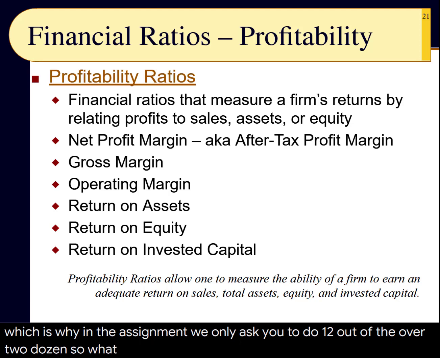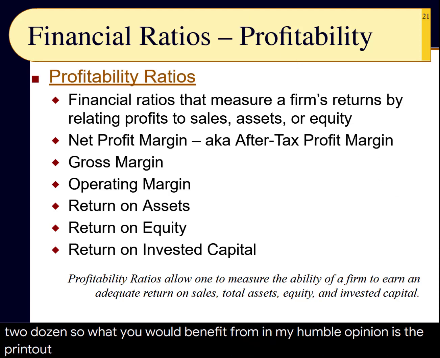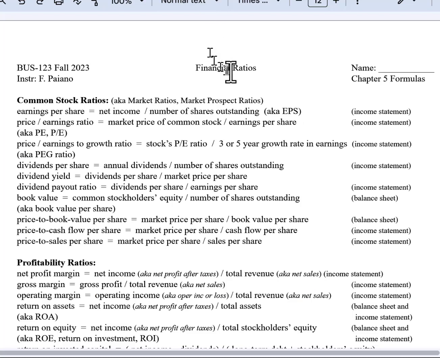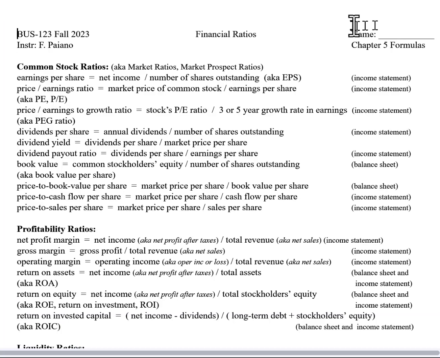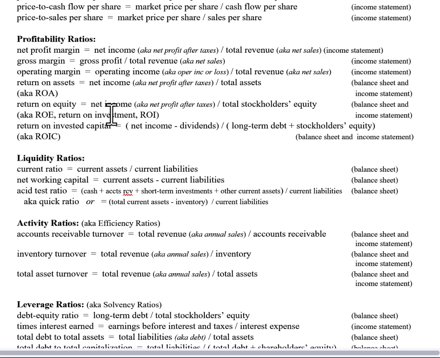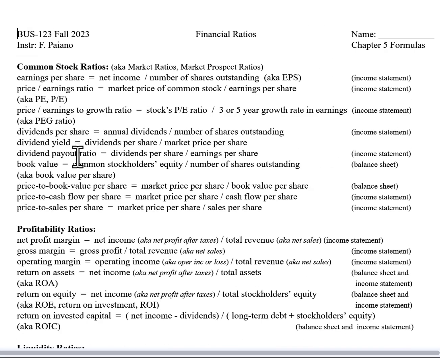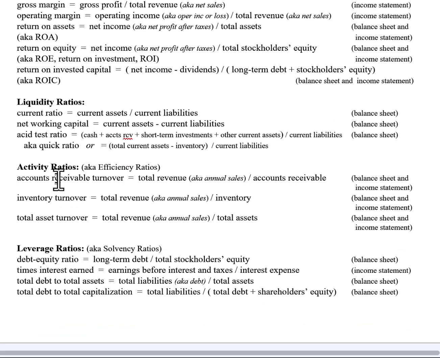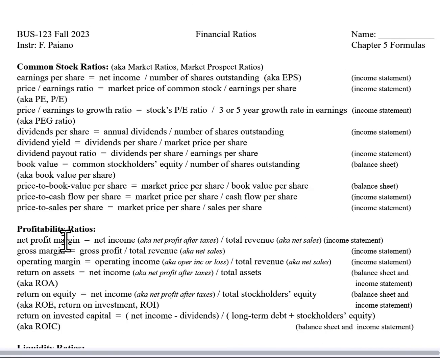So what you would benefit from, in my humble opinion, is to print out the formula sheets. Here's the formula sheet for the financial ratios, and it has all of them here. We're going to go through the profitability, liquidity, activity, and leverage ratios. And we'll move fairly quickly. My apologies if I'm going too fast, to slow it down. And some of you are going to say, well, you're going too slow, Piano.